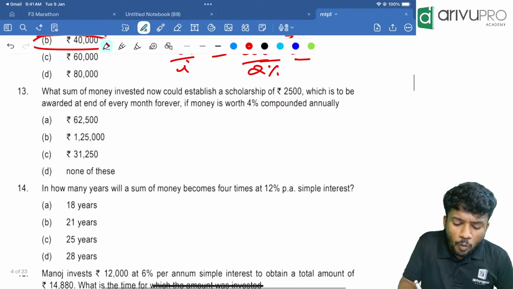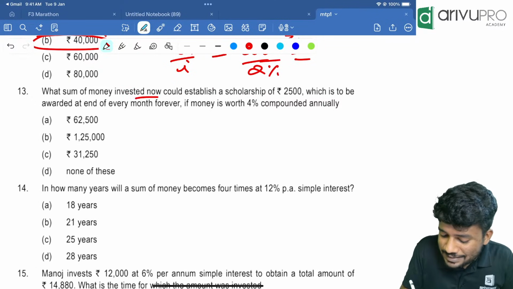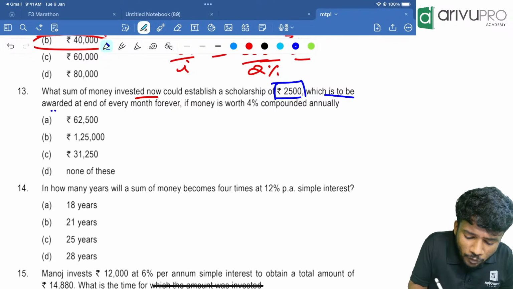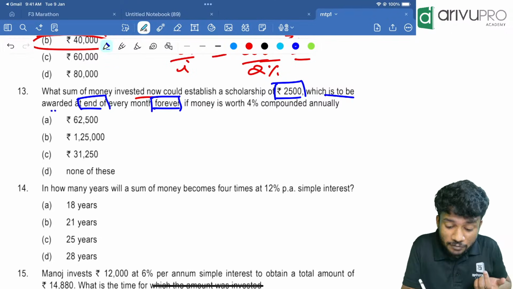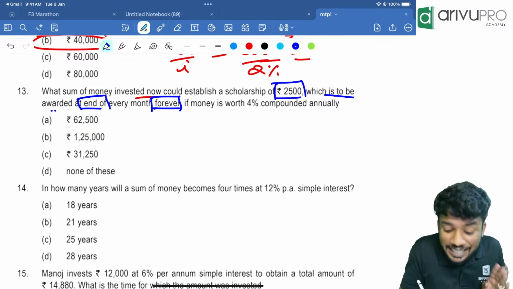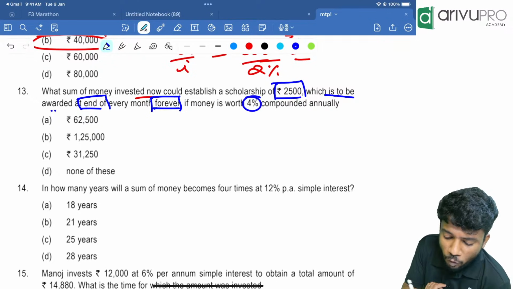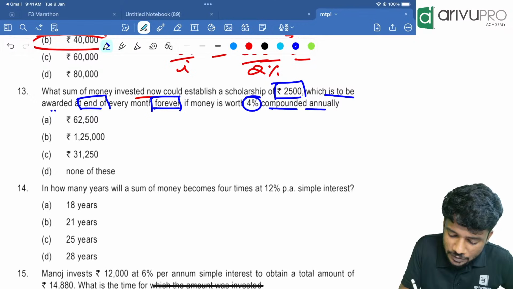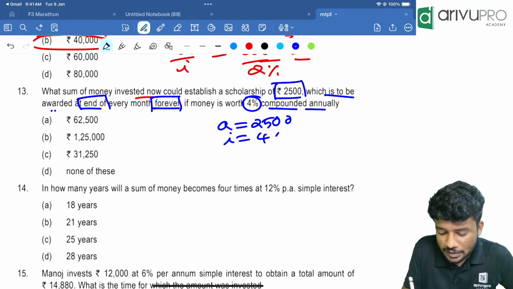Next question. What sum of money invested now could establish a scholarship of 2,500, which is to be awarded at the end of every month forever? Again a question. Forever means perpetuity again is coming into the picture. Yes. If money is worth 4% compounded annually, people, A value is given, A is equal to 2,500, I value is given, that is 4%.